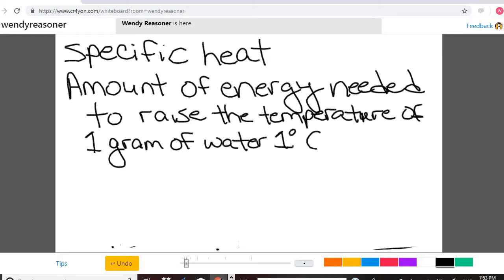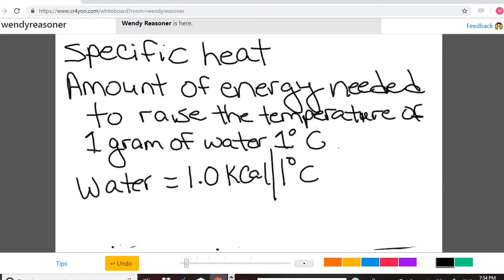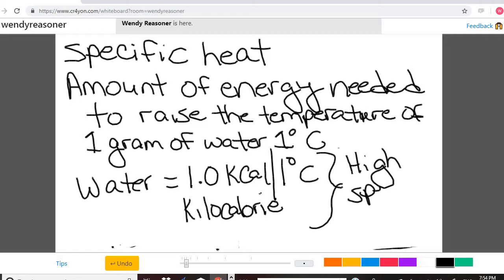1 degree C. So the specific heat for water is equal to 1.00 kilocalories for each 1 degree C. So in other words, it takes 1 kilocalorie of energy to raise the temperature of a gram of water 1 degree C. And for water, this is a high specific heat compared to other substances.